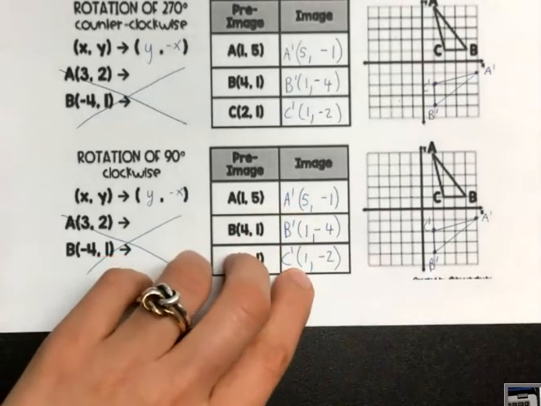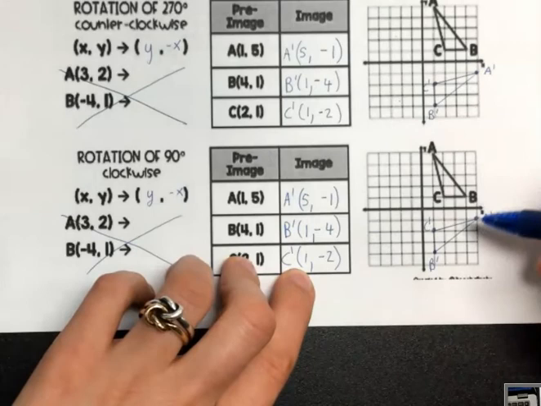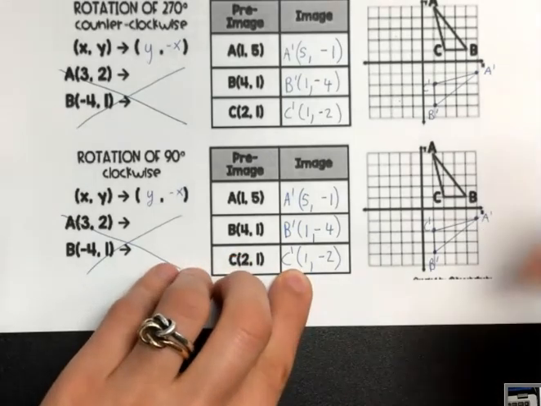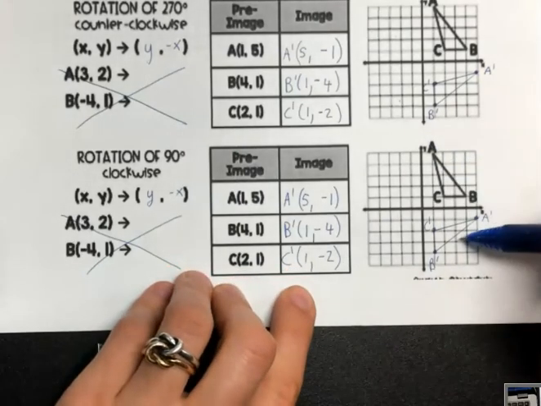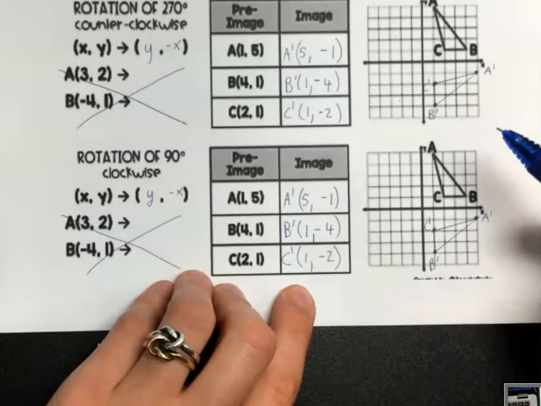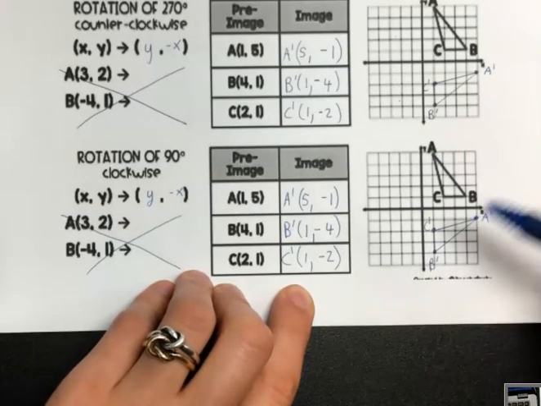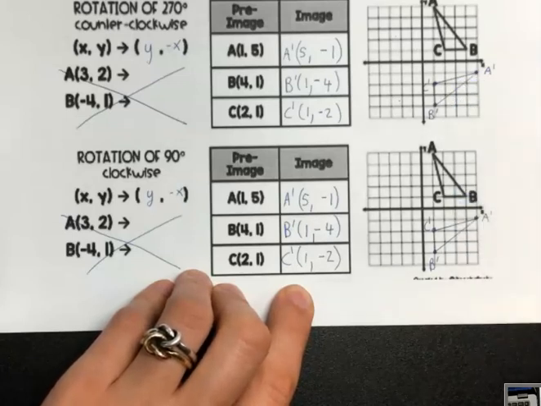Wait a second. This looks the same as this, doesn't it? Well, that's because it is the same. A rotation 90 degrees clockwise is the same as a rotation 270 degrees counterclockwise. They're the same. So it's no surprise that they look the same, because they should be.